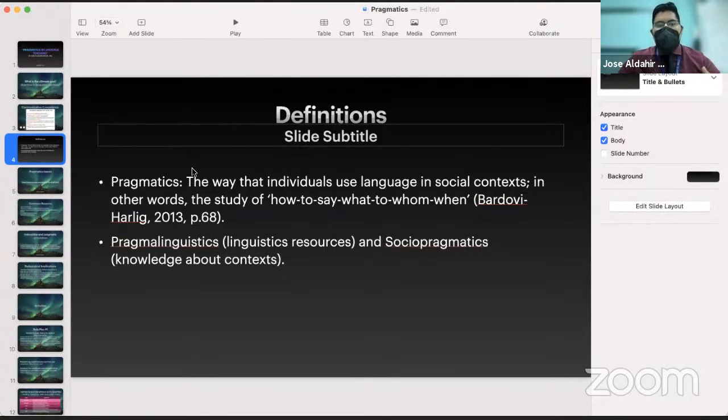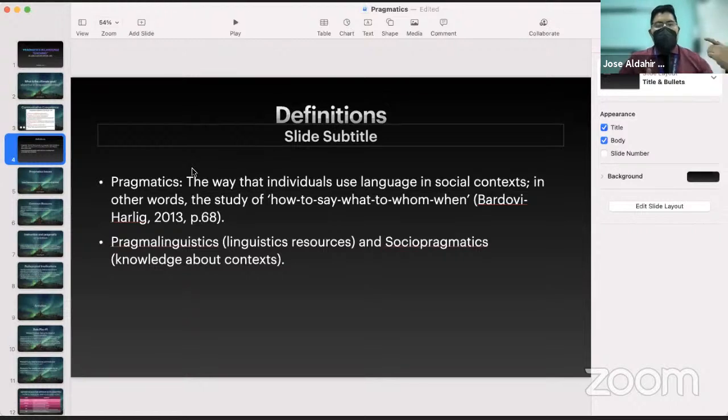Pragmatics is subdivided into two major areas, which are pragmalinguistics and social pragmatics. Pragmalinguistics, on one hand, is all the linguistic resources, either lexical, morphosyntactic, or phonological resources that the student has. And on the other side, we have social pragmatics, which means the knowledge about the context in which we are going to use those resources, right?